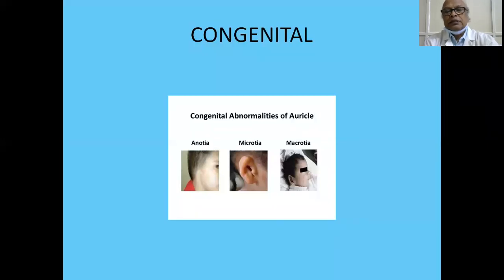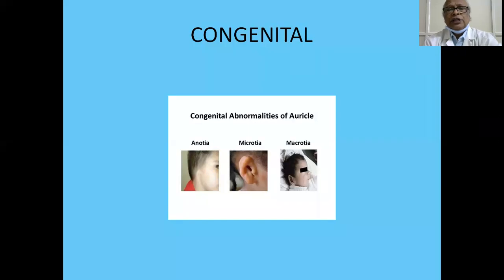Once again, these conditions have to be evaluated and suitable treatment has to be given. If there is macrotia, you can incise an elliptical portion from behind and stitch it back so that the pinna comes to normal size, just for cosmetic appearance. In the same way, even microtia also can be helped by reconstruction, and the most important is the anotia.